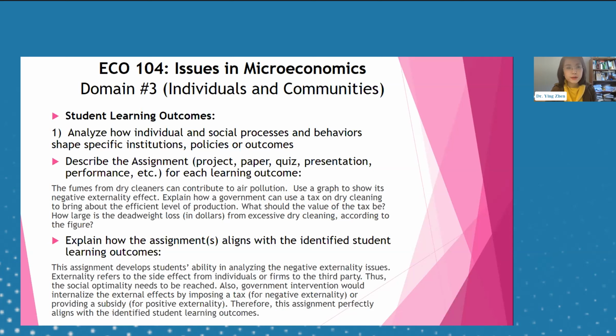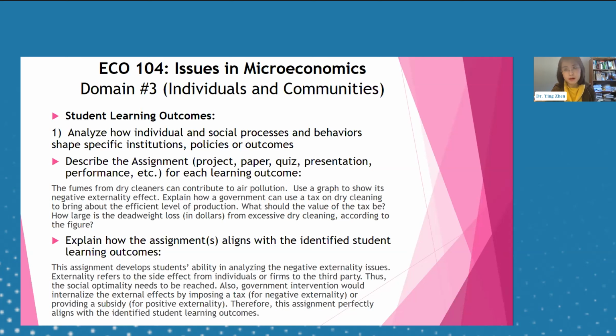So use a graph to show its negative externality effect and explain how a government can use a tax on dry cleaning to bring about the efficient level of production. What should be the value of the tax be? How large is the deadweight loss for excessive dry cleaning according to the figure? So this is a very, very practical assignment, and this can greatly help students understand negative externality, which is a negative side effect from individuals or firms to the third party. So environment pollution is a great example.